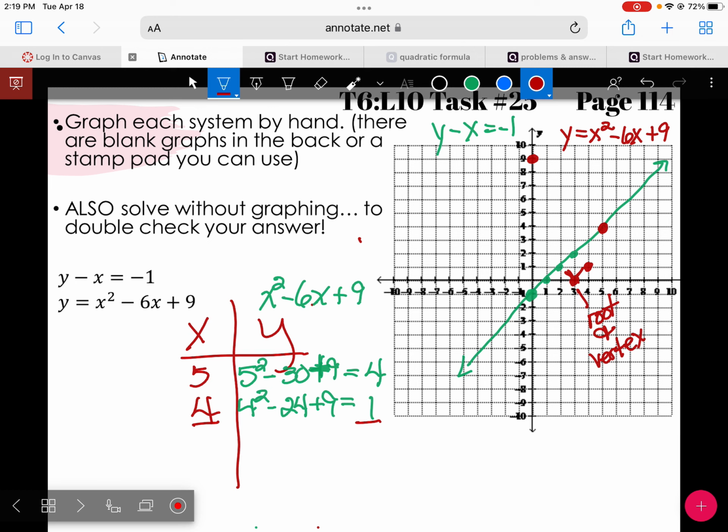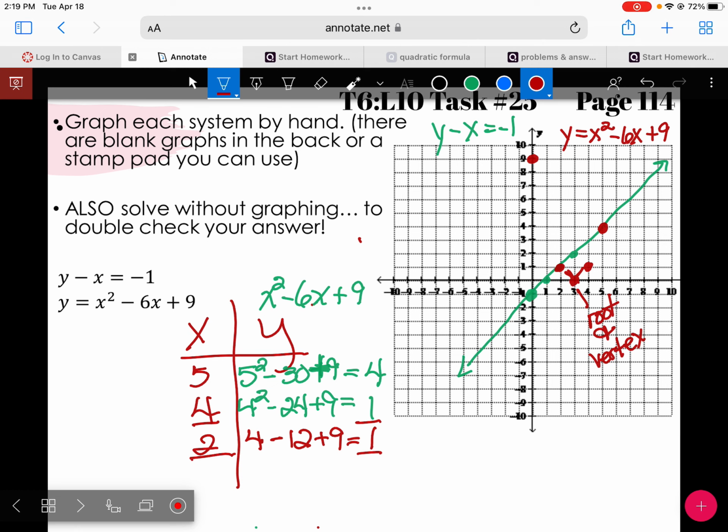Well, that's just right there. And we just said this is going to be symmetric, right? So if 4 is 1, what do we think 2 is going to be? 1. Now let's just check it. So put in 2 for x. 2 squared is 4. Minus 6 times 2 is 12 plus 9. 4 minus 12 is negative 8 plus 9 is 1. Oh, good. That works out.